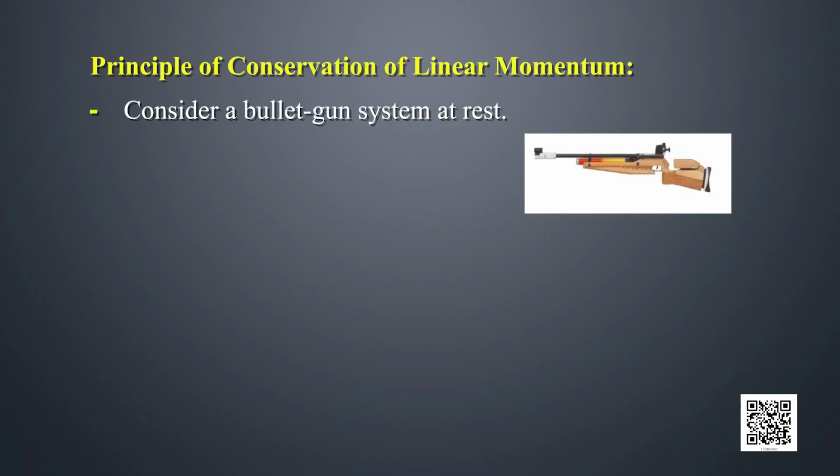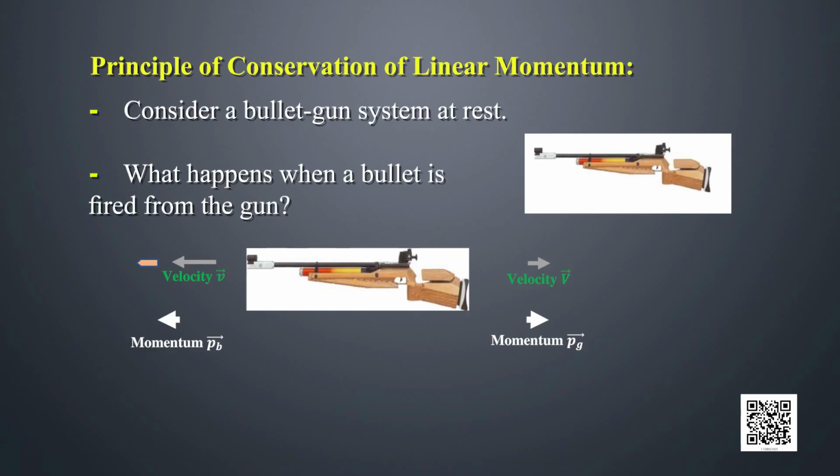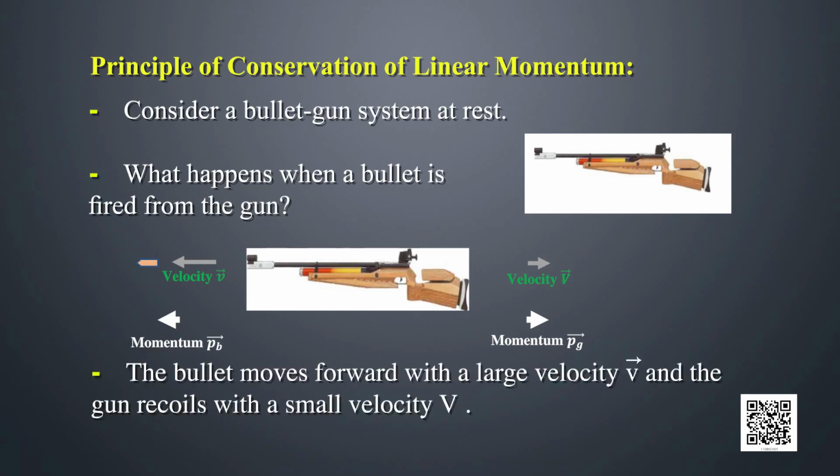Let us now take another example of the same principle. Take a bullet gun system at rest. Since the system is stationary, the total momentum of the system is 0. What will happen when a bullet is fired from the gun? The bullet moves forward with a large velocity denoted by small v, and the gun recoils with a small velocity denoted by capital V.